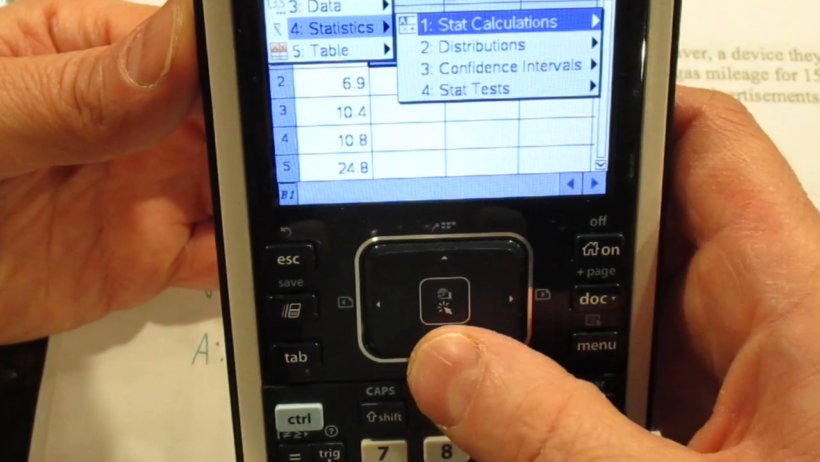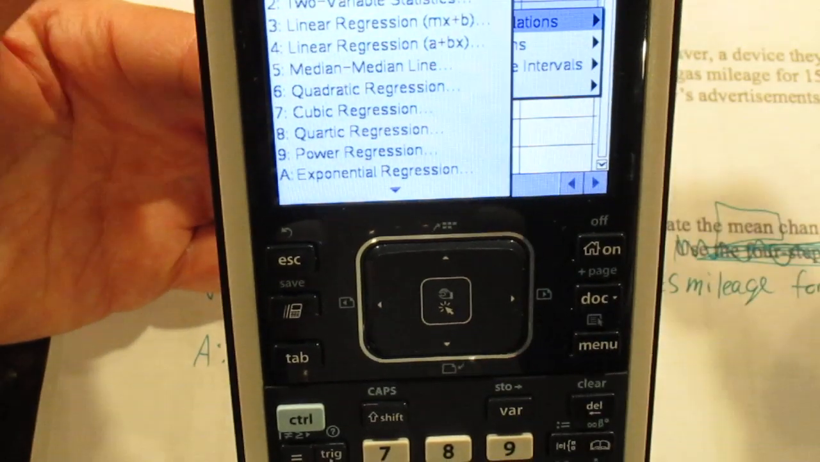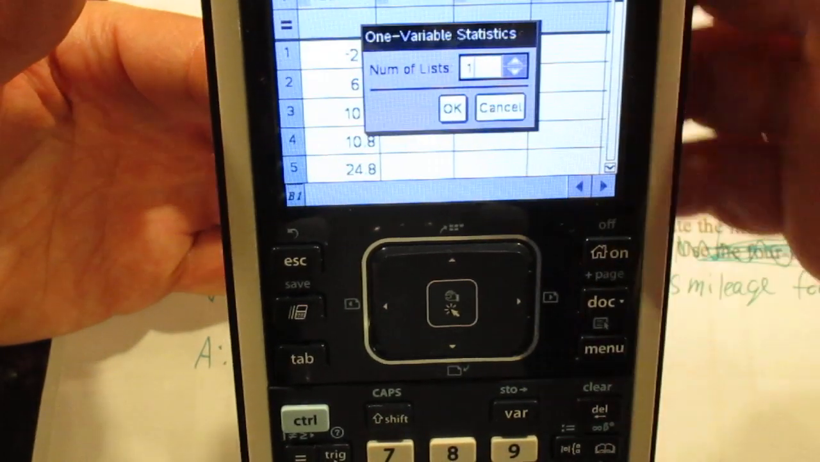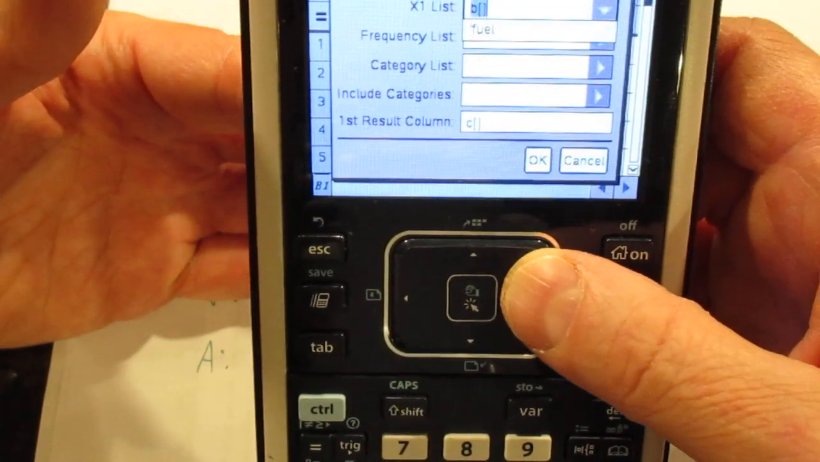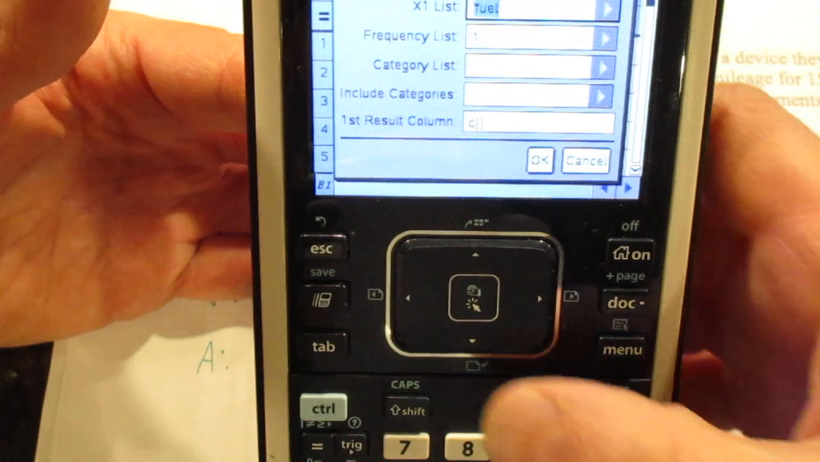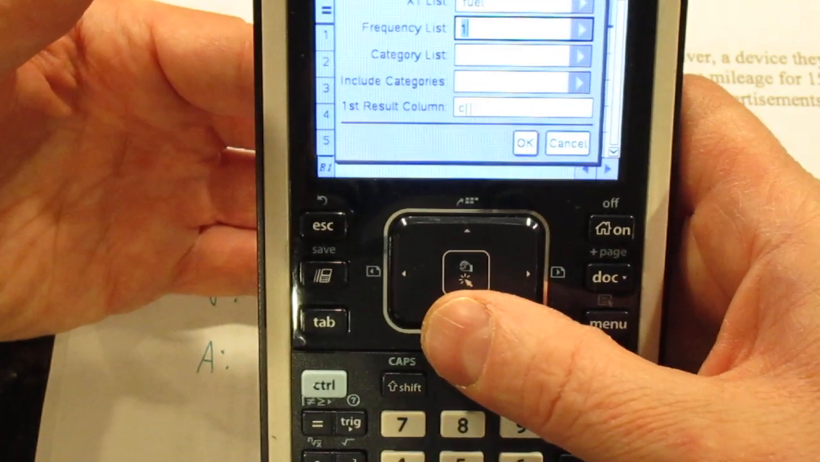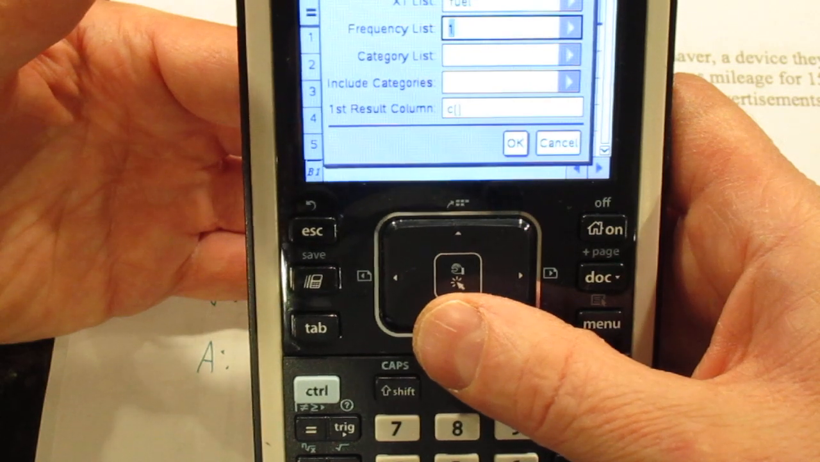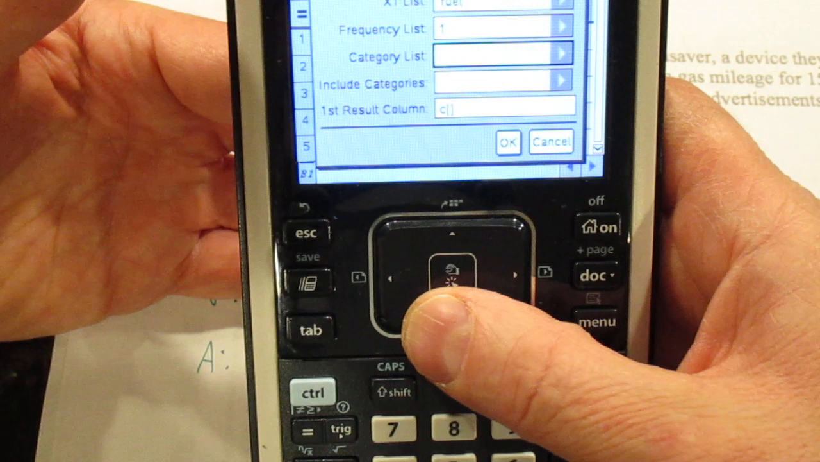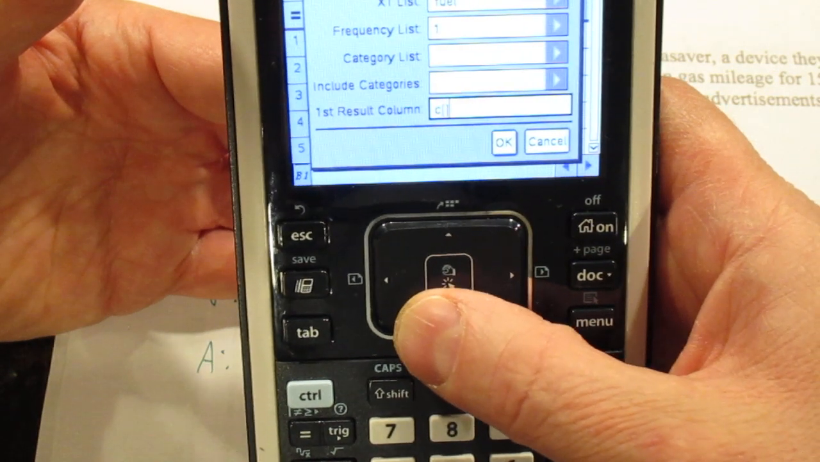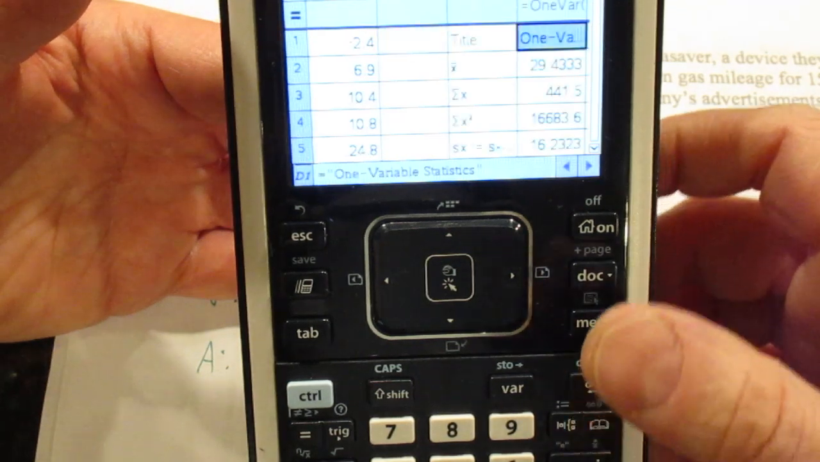Statistics. Calculations. And we have one variable. Lists. One list. Fuel. Frequency list. Remember, use the frequency list when you have a one variable and a probability corresponding to it. We do not include categories. No. First result column C. That sounds good. Okay. All right.